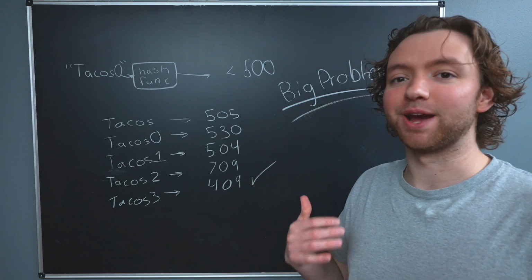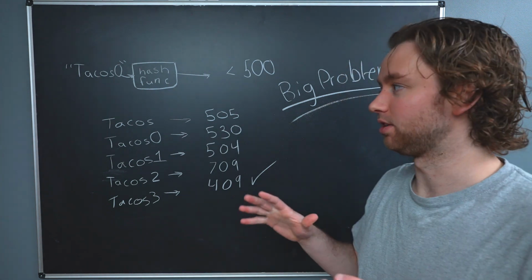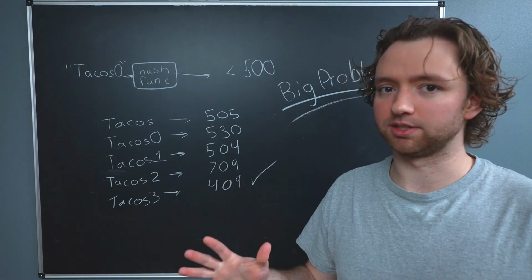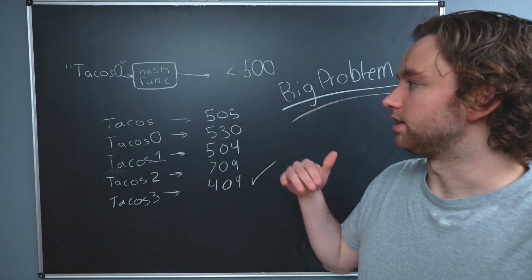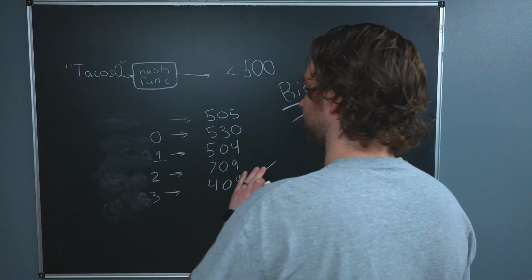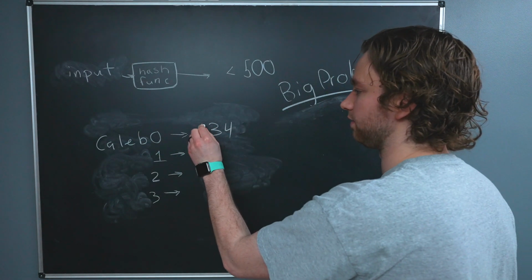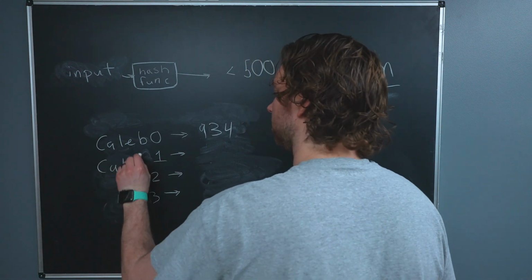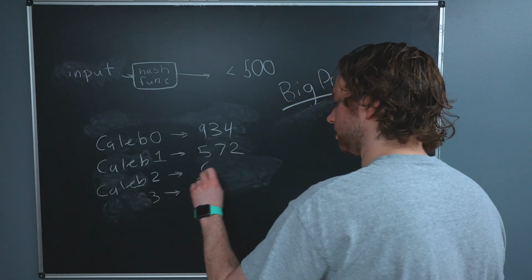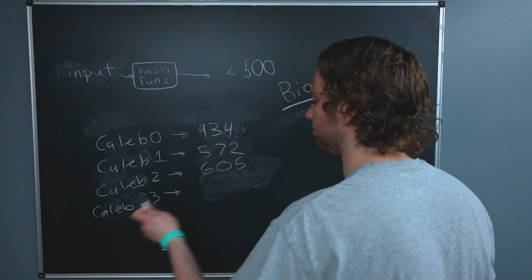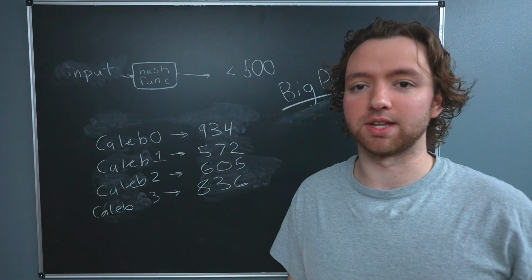Now, instead of having me and you calculate tacos as the input and then just changing a little number, we're going to have to calculate this using our first name, just in theory, or some piece of data that is different for each person. So instead of tacos for me, I'm going to use Caleb, and that's going to completely change all these outputs. So let's say Caleb 0 gives us 934, and then let's say Caleb 1 gives us 572. Caleb 2 gives us 605. And then Caleb 3 gives us like 836.